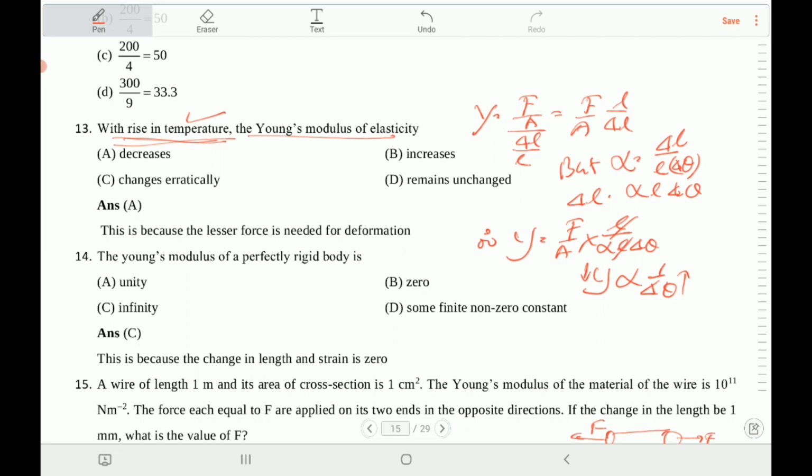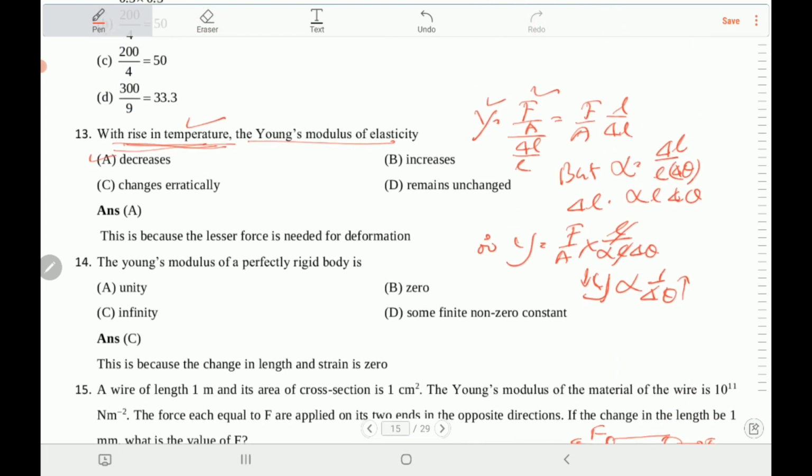If you heat, substances expand. So, you need to apply less stress. As they expand, the force required is lesser. Force required lesser means Young's modulus lesser. Stress is less, Young's modulus less. That's the idea. Stress by strain. So temperature is inversely proportional to Young's modulus, which means increase in temperature decreases Young's modulus. Option A. That's it. Now come to problem 14.